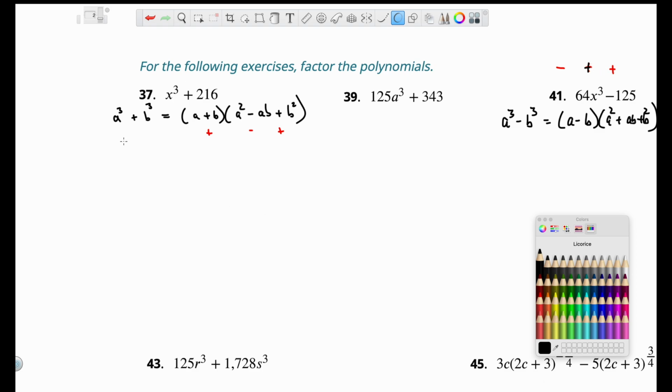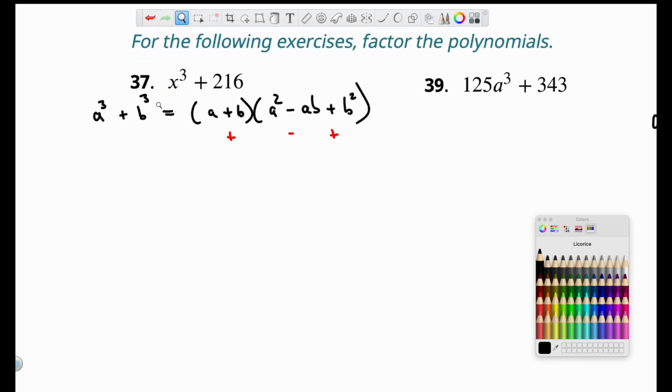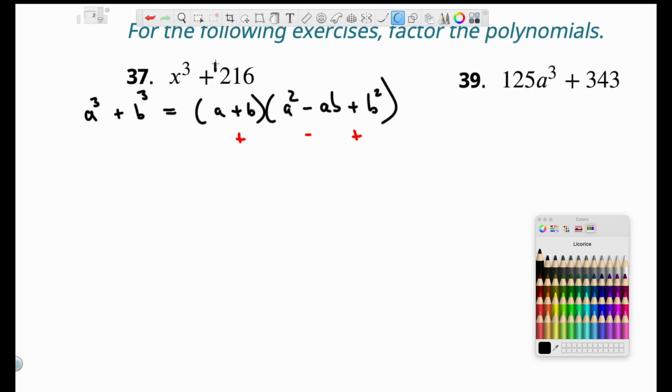Okay? So 216 right here is a perfect cube. If we take the cube root of 216, you can do this on a calculator. Take 216 and raise it, you can use your caret and raise it to the 1/3. You'll see it's 6, right? So 6 times 6 times 6, 6 cubed is equal to 216. Don't take my word for it, check it yourself. Okay, so x cubed is a perfect cube, so that's going to be x plus 6.